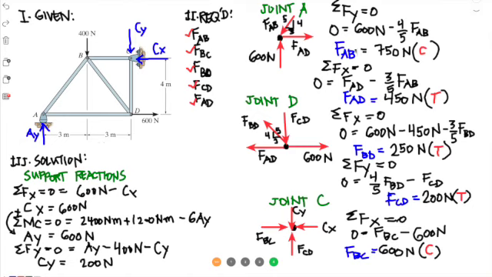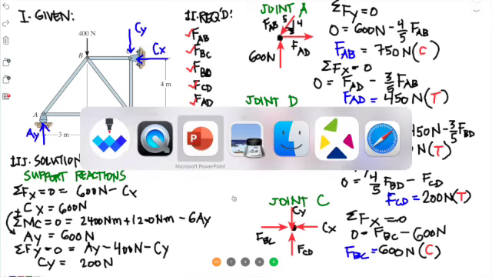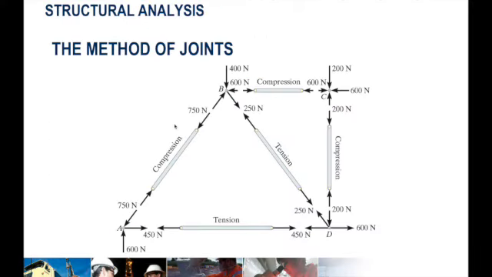So I won't box this once, just take note of them. These are your answers: FAB, FBC, FAD, FBD, and FCD. These are your values. So now let's check. Okay, so this would be how our members will look like.